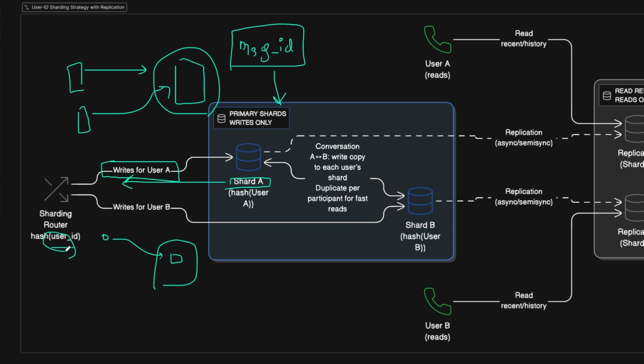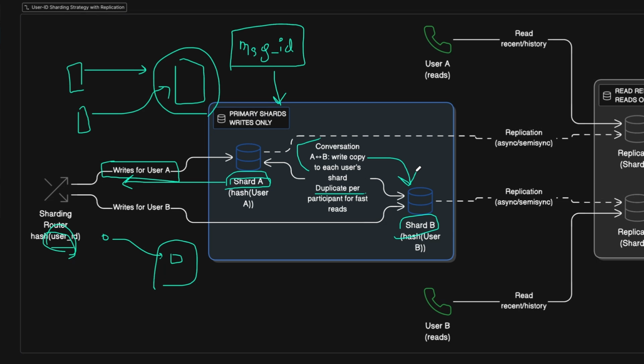So one of the good approaches here can be sharding still by user ID, but applying replication. So let's say user A is sharded to this shard A database. All of user A's conversations will be stored in the shard A. But if he talks to user B, who's connected to shard B, we will also duplicate the writes. So we will write a copy of each user's messages into the shard B as well.